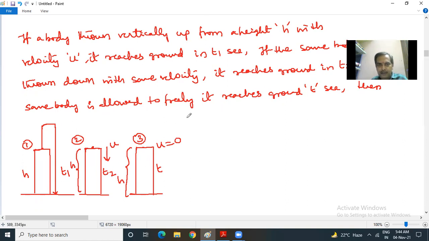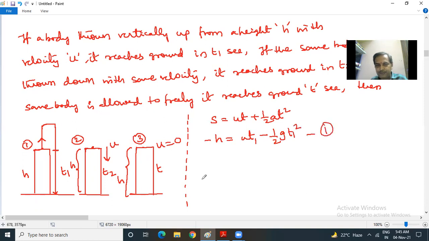So first, let us apply equation of motion S equal to ut plus half at square, because displacement. In the first case, displacement is negative. Initial velocity positive. So applying this along with sign convention, displacement is negative, that is equals to height of the tower. And you have provided initial velocity up, it is positive, but it reaches ground in t1 seconds. So moving under gravity means I should write a equal to minus g. So this is equation 1.